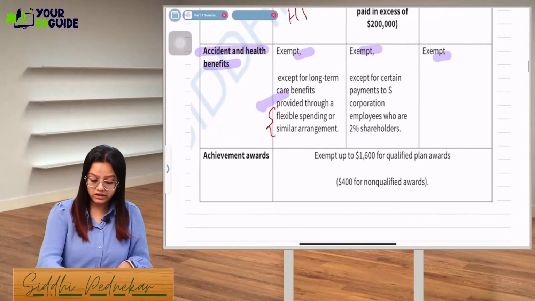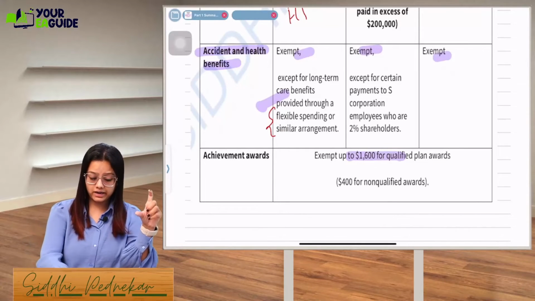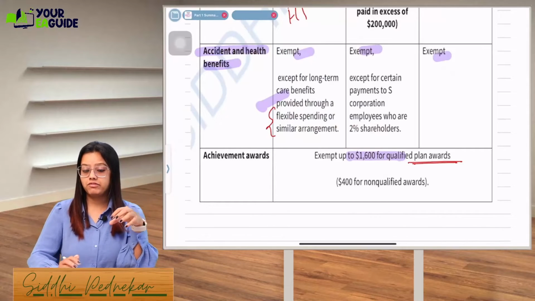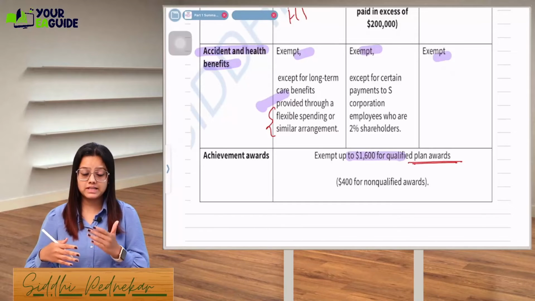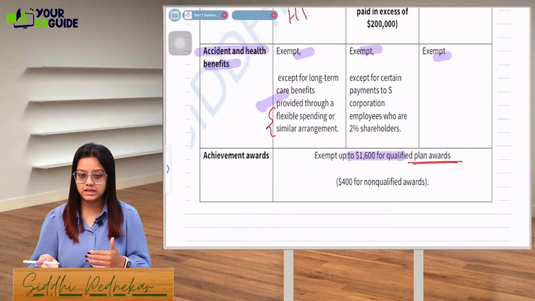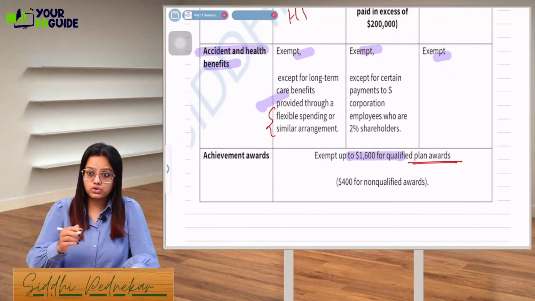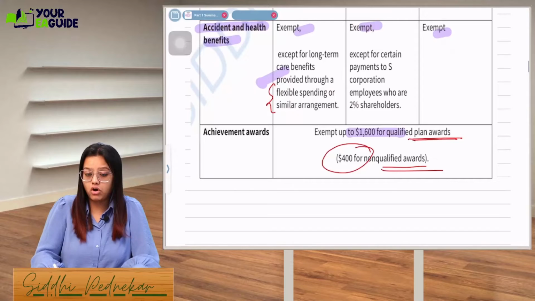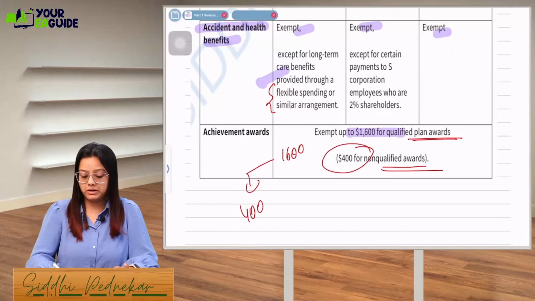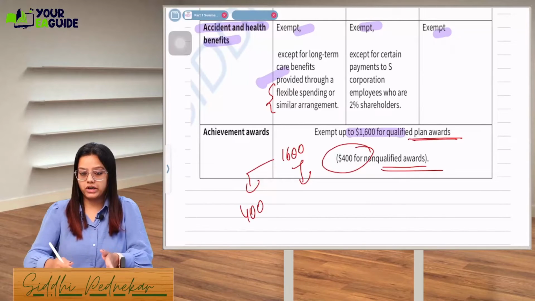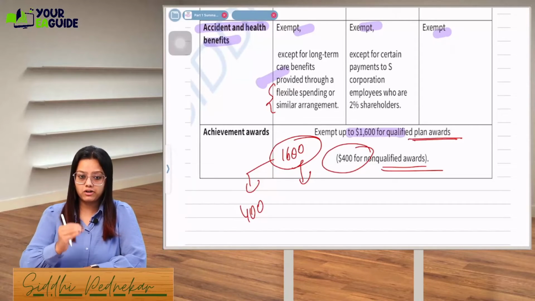Achievement awards, now here it is up to 1600. Do you remember in prizes and awards we have done up to 1600 if it's a qualified plan? What was a qualified plan? Which is the same for all the employees, right? $1600 will be exempt. If you're paying more than $1600, then it will be taxable as wage income for the employee. Okay, now 1600 was the total amount and $400 was for the non-qualified awards. Okay, $1600 was the total award. Out of that, 400 is for a non-qualified plan and the remaining amount will be allocated for a qualified plan. Okay, but the total achievement award amount is 1600.